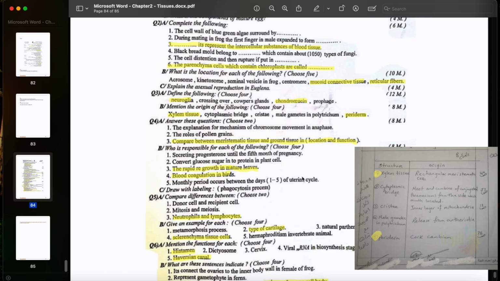And also the periderm. The periderm is derived from the cork cambium. That's an easy one here.